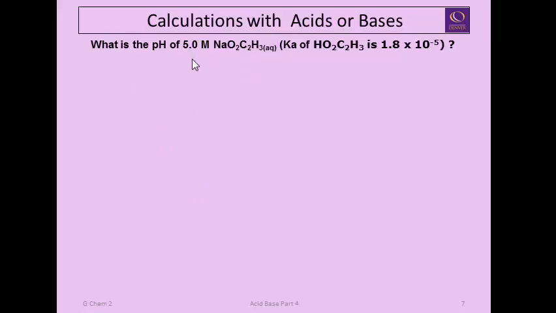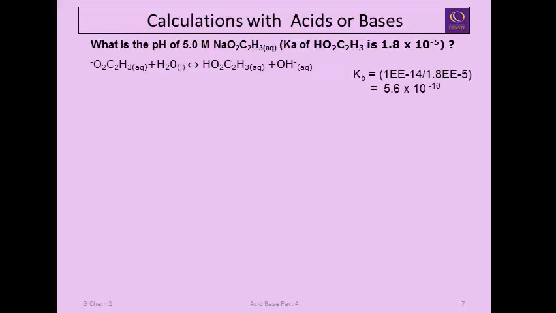What is the pH of 5 molar sodium acetate? We go back and identify this qualitatively first. It's the conjugate base of a weak acid, so it's actually a weak base. So I need the Kb, but if you look in your tables, you're not going to find a Kb for an acetate. What you're going to find is the Ka for acetic acid. So that also asks you to look back and say, okay, how do I get from a Ka to the Kb for a conjugate acid-base pair?